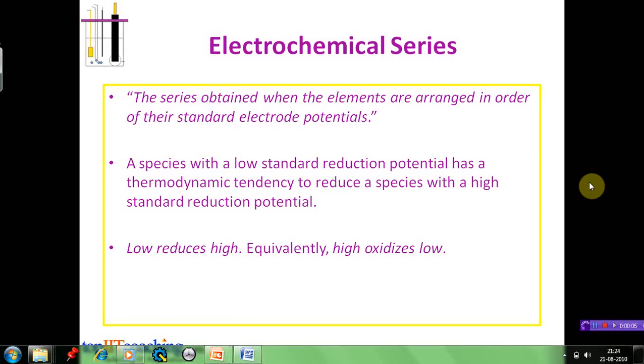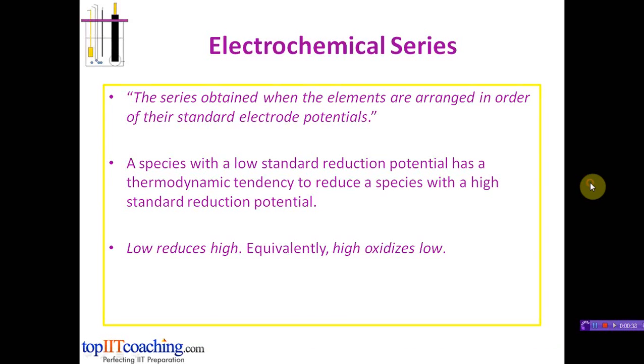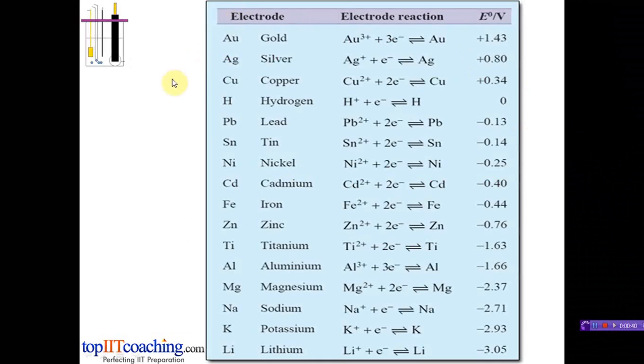When we arrange the elements in order of their standard electrode potentials, we obtain a series which is known as the Electrochemical Series. A species which has a low standard reduction potential has a thermodynamic tendency to reduce another species which has higher standard reduction potential. So for the sake of learning, we can say that low reduces high or high oxidizes low. This is the basis of the activity series of metals as well. Let's have a look at the electrochemical series.